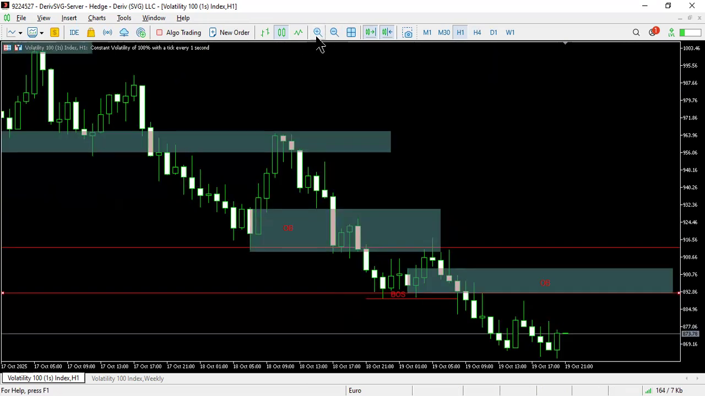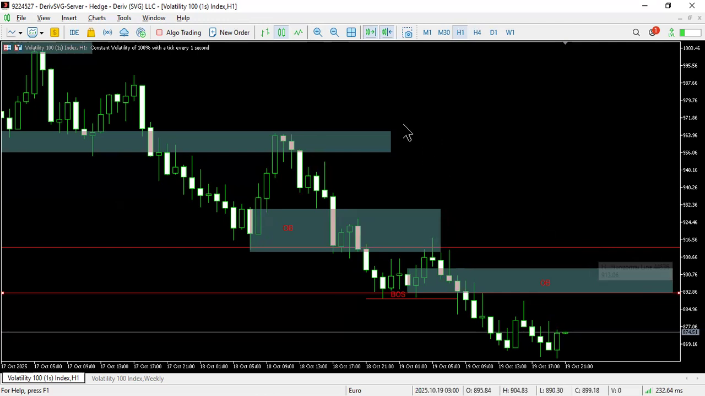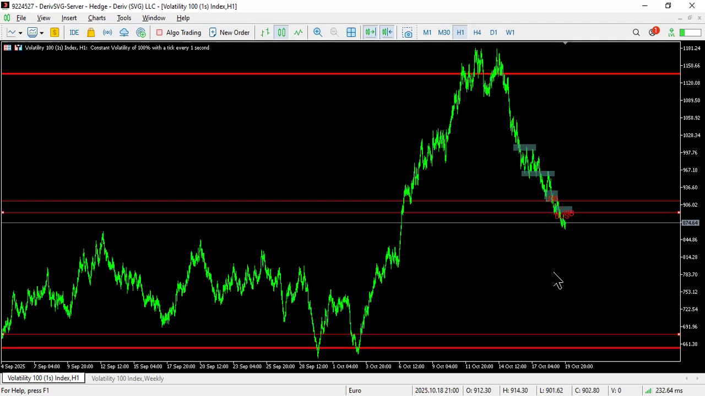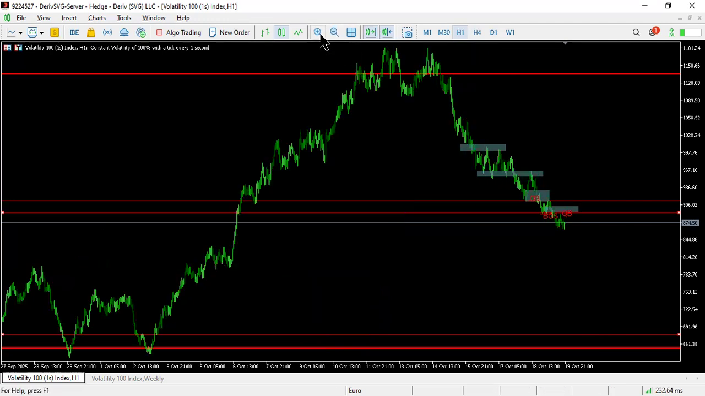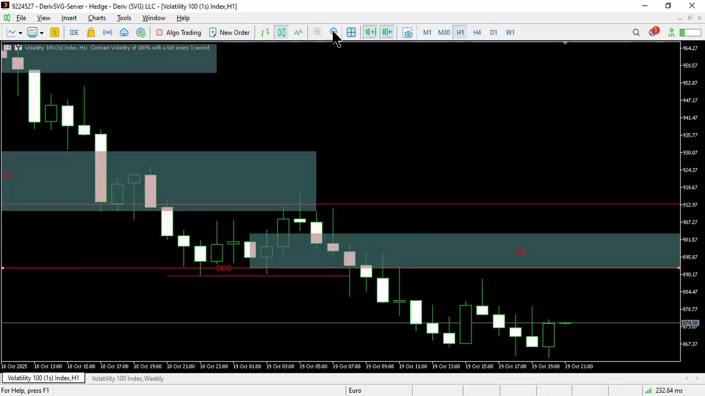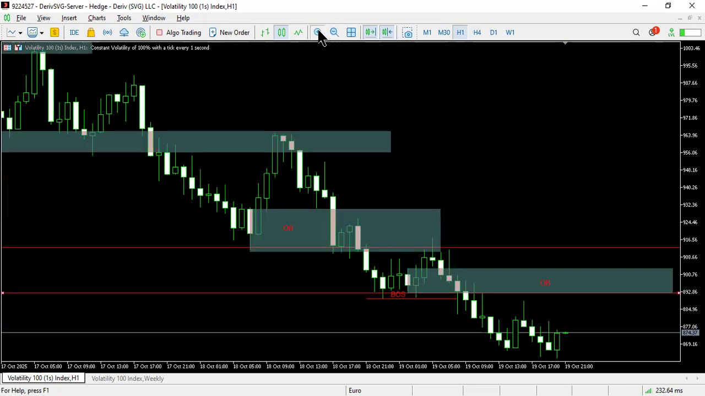So you can go ahead and place a sell limit on VIX 100 with the entry price at 892.33 with stop loss at 913.06, and then take profit is going to be at 678.56. So this is going to be a swing trade. So that's it on VIX 100 1S.